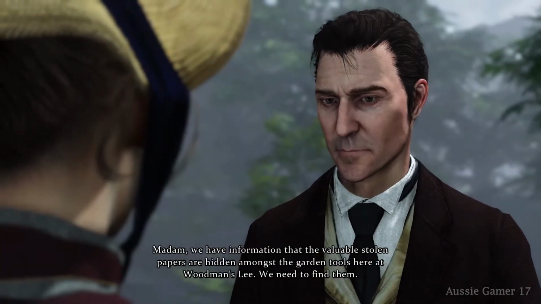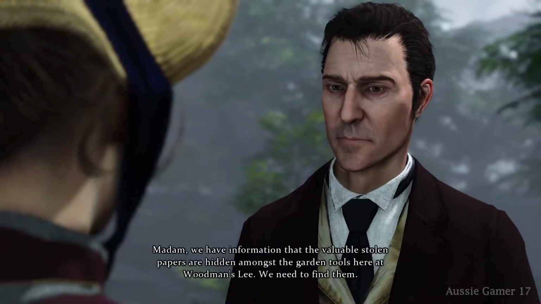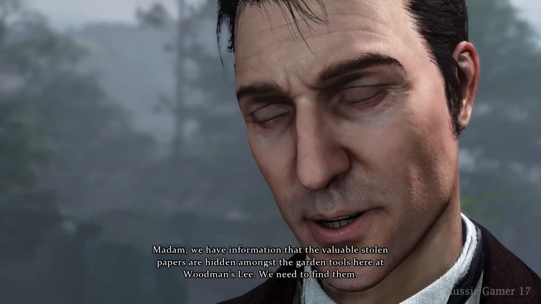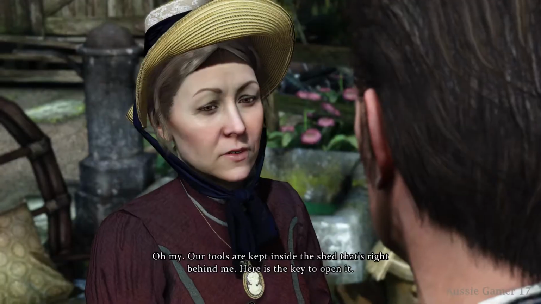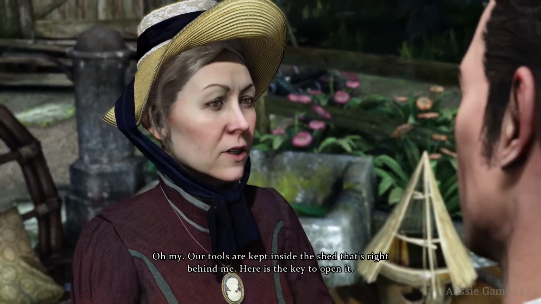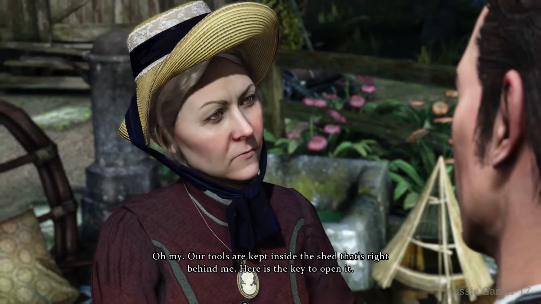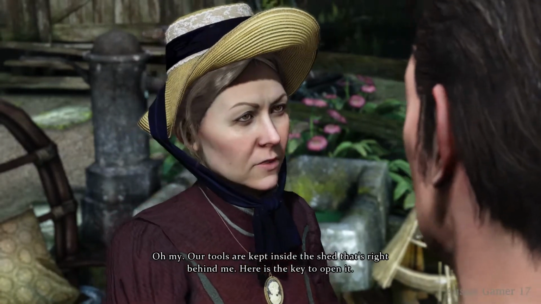Madam, we have information that the valuable stolen papers are hidden amongst the garden tools here at Woodman's Lee. We need to find them. Oh my. Our tools are kept inside the shed that's right behind me. Here is the key to open it.